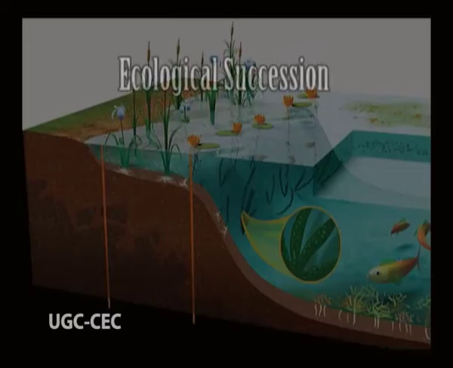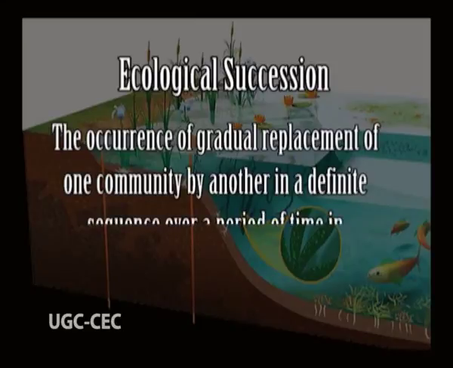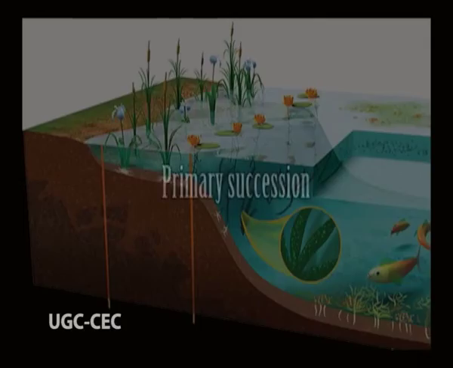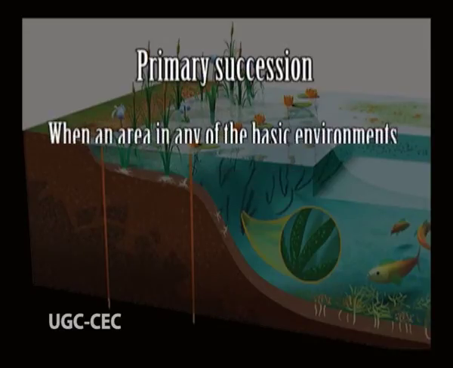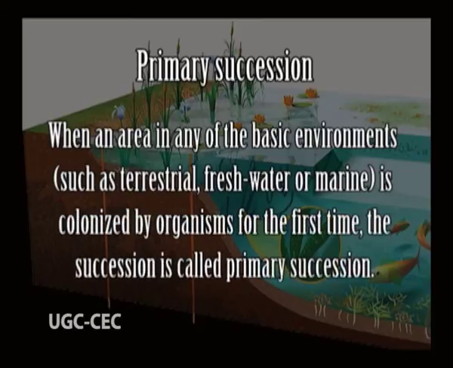Ecological succession may be defined as the occurrence of gradual replacement of one community by another in a definite sequence over a period of time in the same area. There are different types of ecological succession, and one of the types is primary succession. When an area in any of the basic environments such as terrestrial, freshwater or marine is colonized by organisms for the first time, the succession is called primary succession.